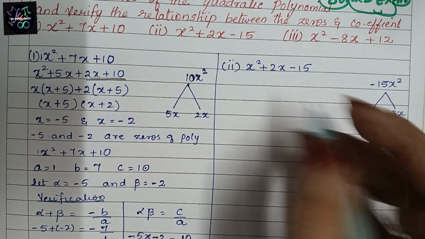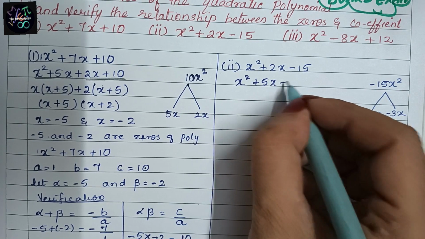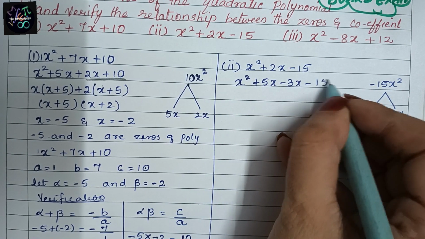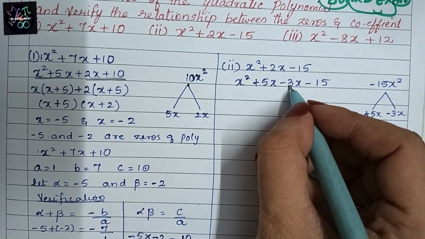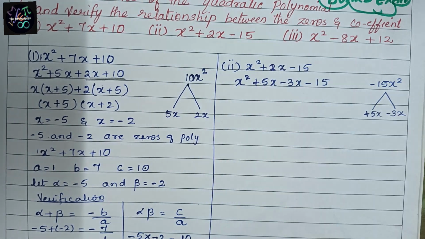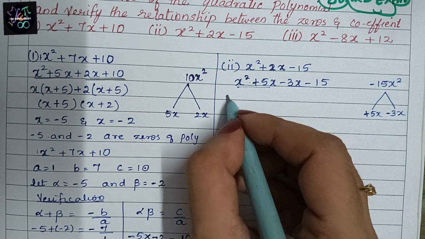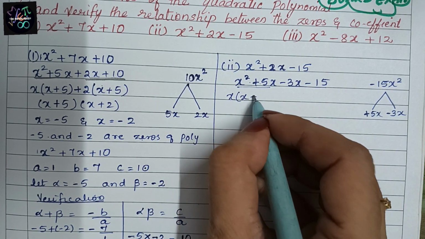Okay, let us substitute now. x square as it is, plus 5x minus 3x minus 15. If we solve this, plus 5x minus 3x is nothing but 2x. So we have split the middle term. Now let us find the common factor in the first 2 terms and the next 2 terms. x is common, so what do we get? x plus 5.